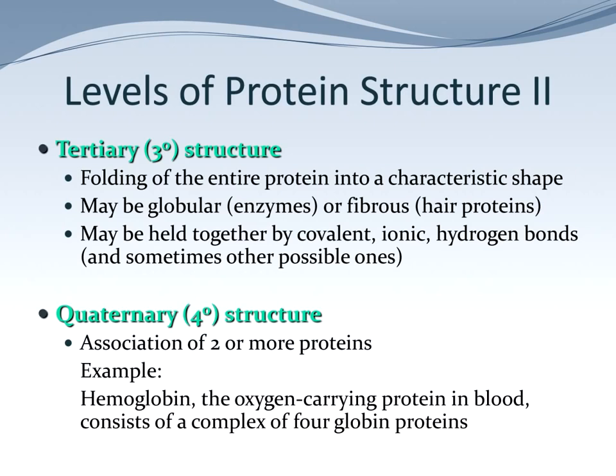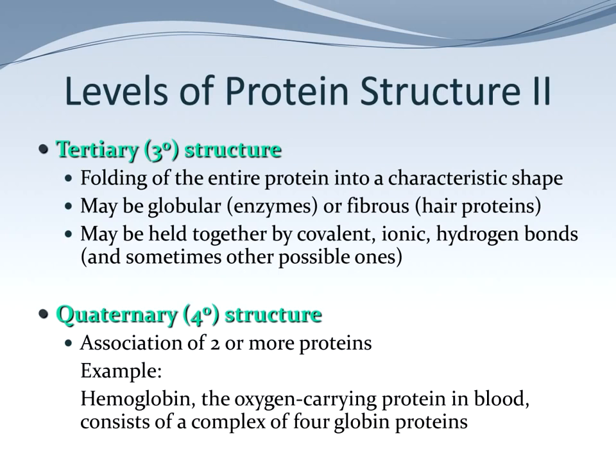When a protein is folded even further than its secondary structure, this is the tertiary or third level of protein structure. Many different kinds of chemical bonds can hold together the tertiary structure of a protein, including covalent, ionic, and hydrogen ones.